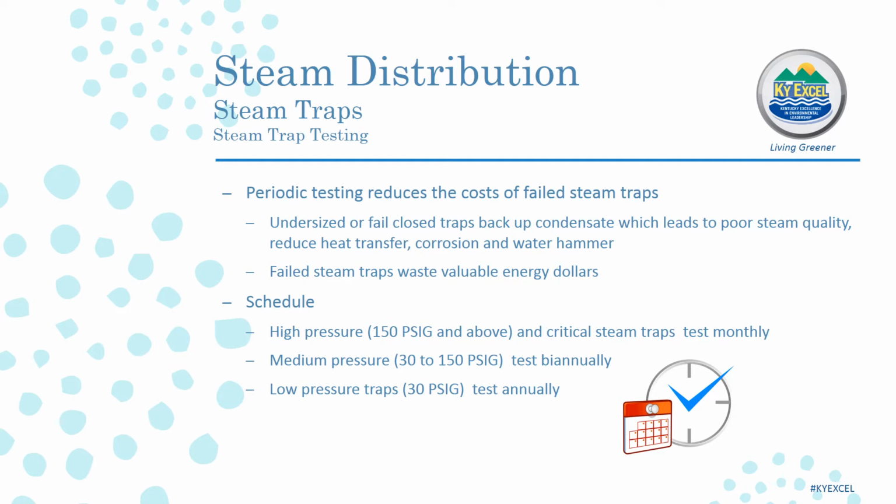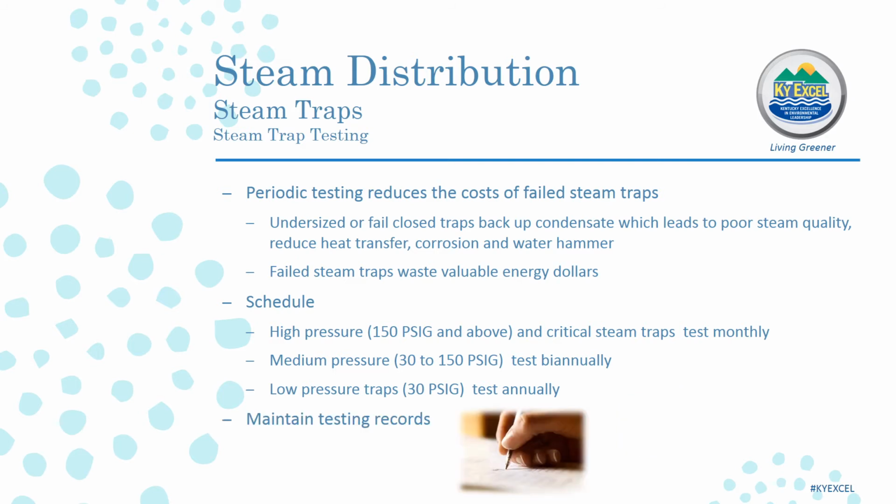Steam traps should be tested periodically to reduce the cost of failed steam traps. The recommended testing schedule is based on the amount of pressure a steam trap handles. High pressure and critical steam traps should be tested monthly. Medium pressure steam traps should be tested twice a year, while low pressure traps can be tested once a year. It is recommended that all steam traps be located, tagged, tested, and recorded in a data sheet to facilitate the ease of future surveys. Training for maintenance and survey personnel is critical for the success of in-house programs.